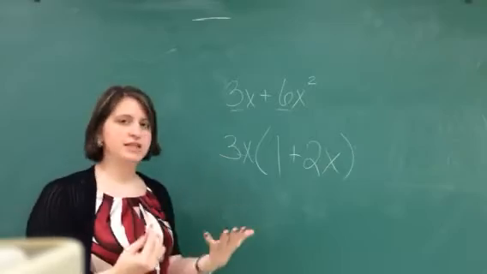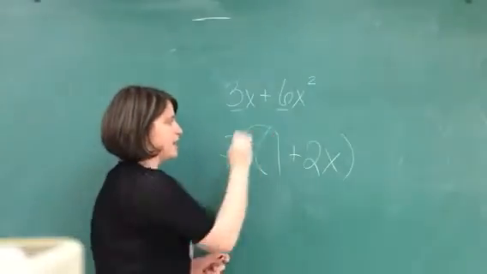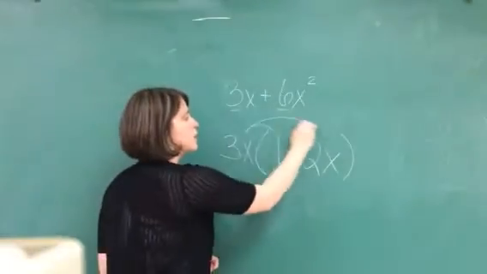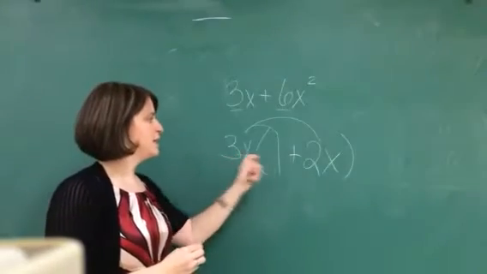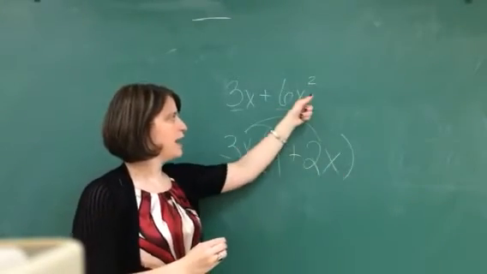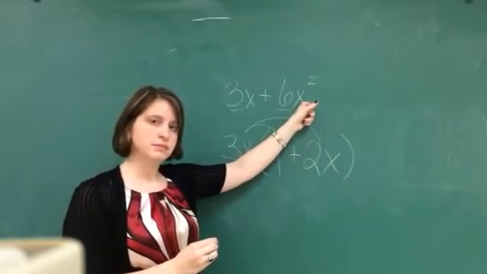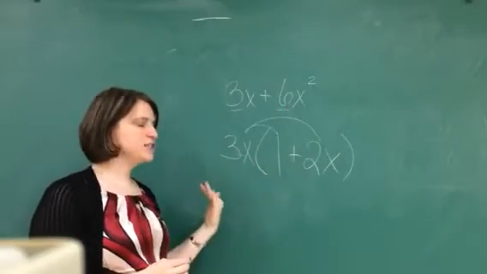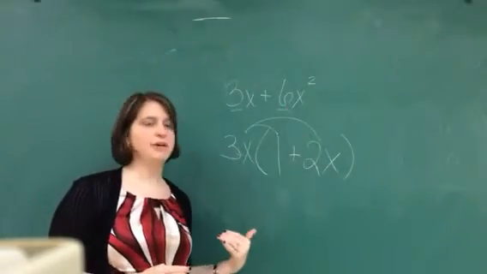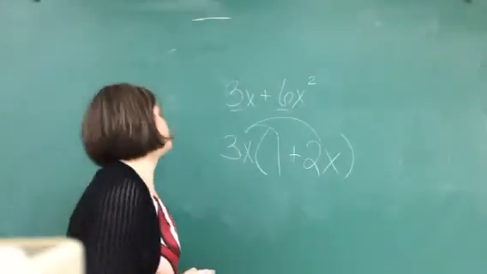Okay, so if I want to double check myself, 3x times 1 is 3x. 3x times 2x is 6x squared. All right, so that's factoring by taking out the greatest common factor. We'll do one more.